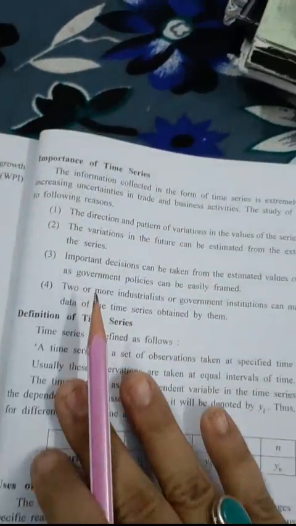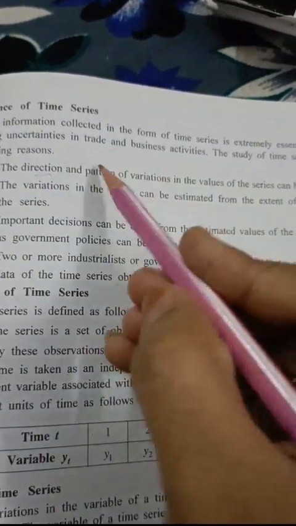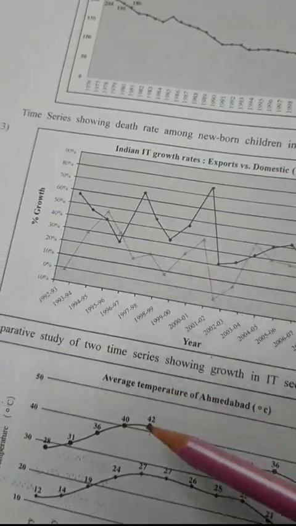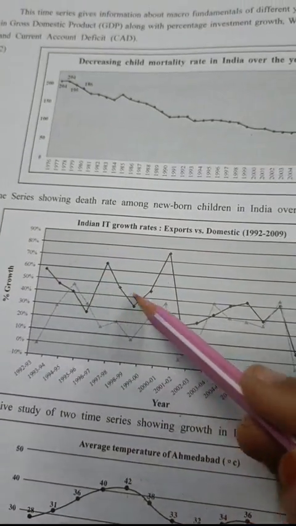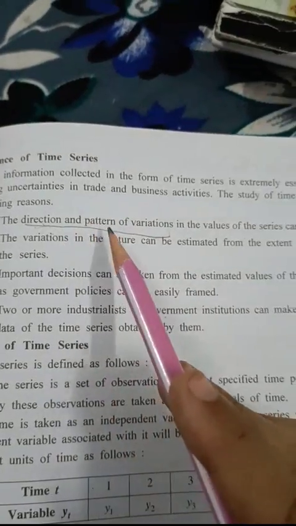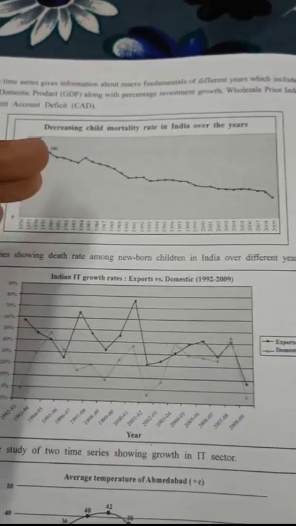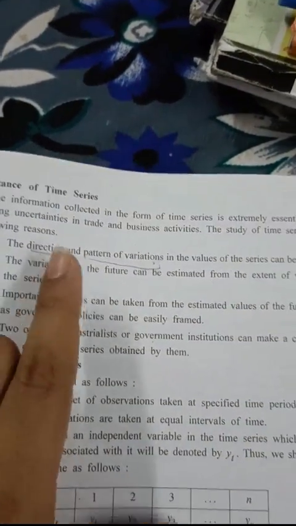Okay, now coming to the part on the importance of time series. Importance of time series: first, direction and pattern of variation. This is the pattern, and which direction they are going, that direction is being shown. Pattern is also there. So direction and pattern of variation, changes in the values of the series, can be known from the past data. So from this data we are able to know the direction and also the pattern, that is, which direction, left, right, what pattern is visible to us. So from the past data, direction and pattern are known.